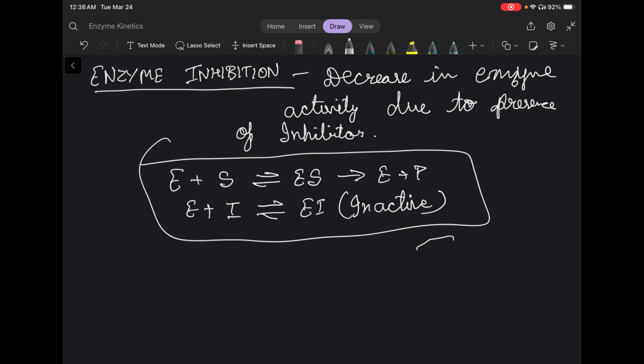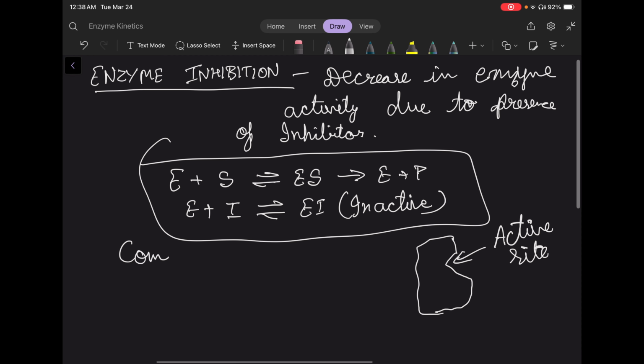For example, this is your enzyme and this is the active site of the enzyme. How does an inhibitor bind to the enzyme and influence the efficiency of the enzyme? We differentiate many types. Here we are talking about competitive inhibition. That is the first type of enzyme inhibition, competitive inhibition.